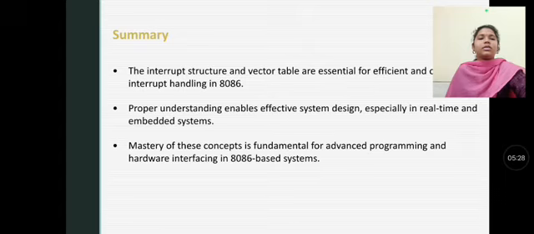Summary: the interrupt structure and vector table are essential for efficient interrupt handling in 8086. Proper understanding enables effective system design, especially in real-time and embedded systems. Mastery of these concepts is fundamental for advanced programming and hardware interfacing in 8086 based systems.